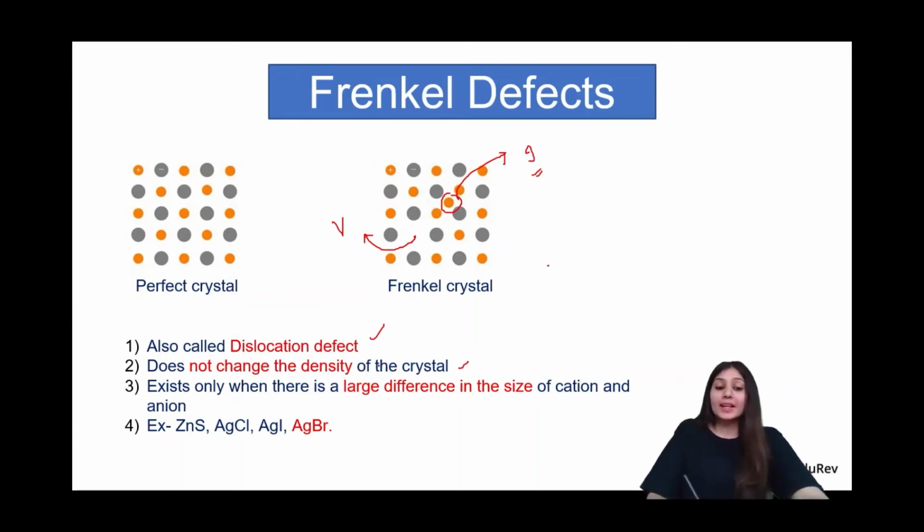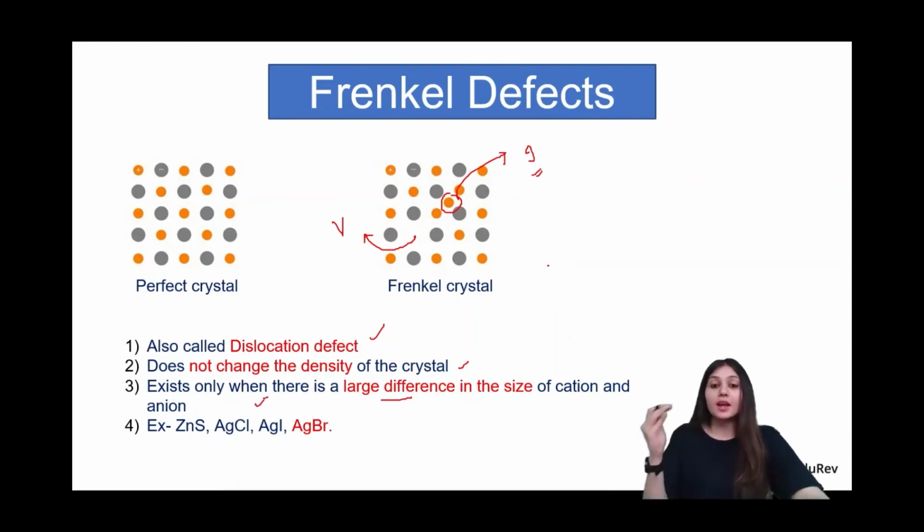And then it can only exist when there's a large difference between the size of the cation and anion. Of course, if the cation is really small, only then can it move from one place to another. If it's big enough, how will it move? If it's big like an anion, it is not going to be free to move, and Frenkel defects would not take place. But since it is small, it is able to move. So Frenkel defects are only possible when there is a large difference in the size of cations and anions.